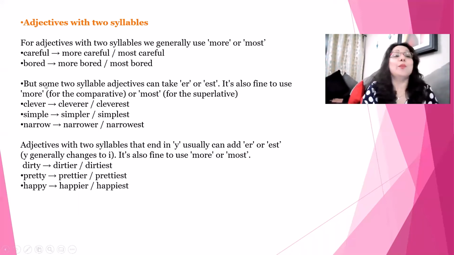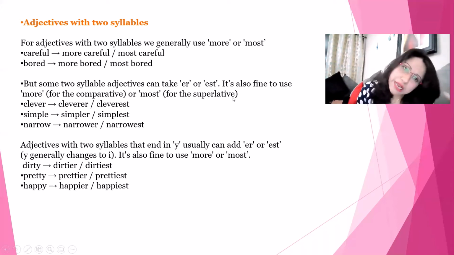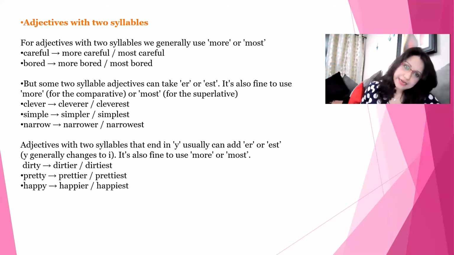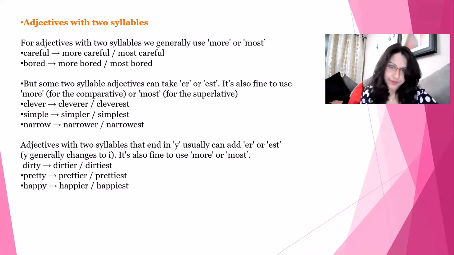Again, there is a but. Some two-syllable adjectives can take ER or EST. It is also fine to use more or the most. There are certain adjectives which can take both forms. So you can say cleverer or more clever, or the cleverest or the most clever. All right. So they can take both forms.